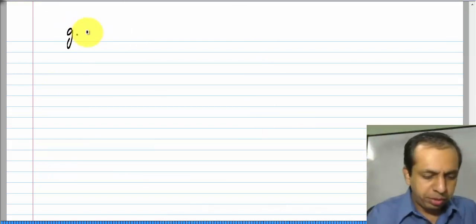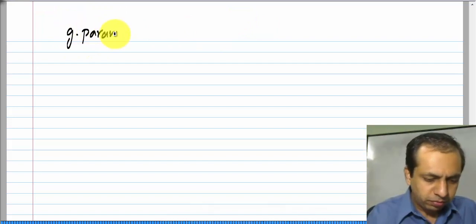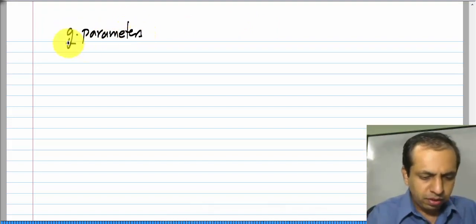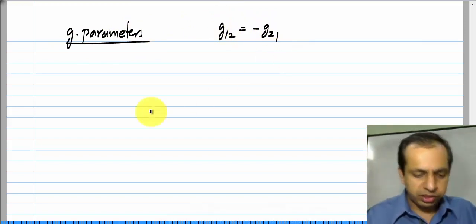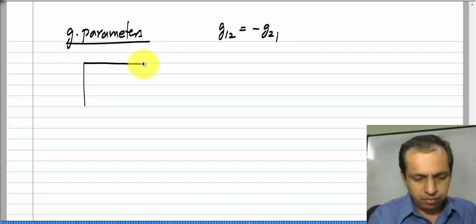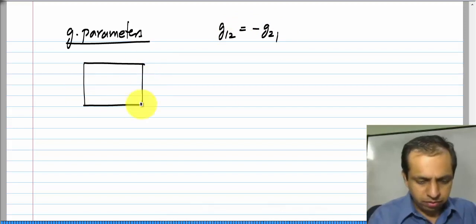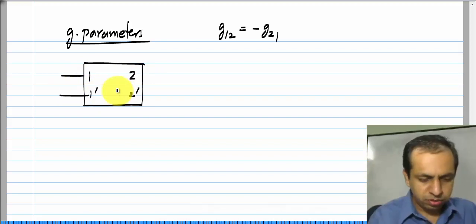And with G parameters, we have exactly the same thing. G12 is minus G21, and I have my 2 port.